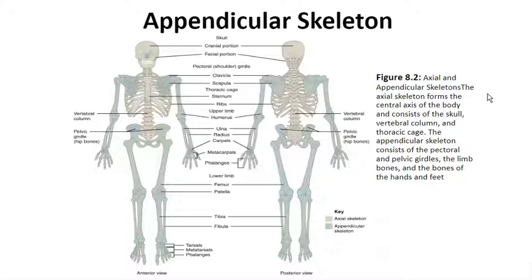Recall that we discussed the bones of the axial skeleton, that is the skull, vertebrae, and ribs, in the last lesson. This time we're going to be learning about the bones of the arms, legs, shoulders, collarbone, pelvis, all of the bones that make up the appendicular skeleton. The appendicular skeleton helps support the axial skeleton, and it also facilitates body and limb movements.